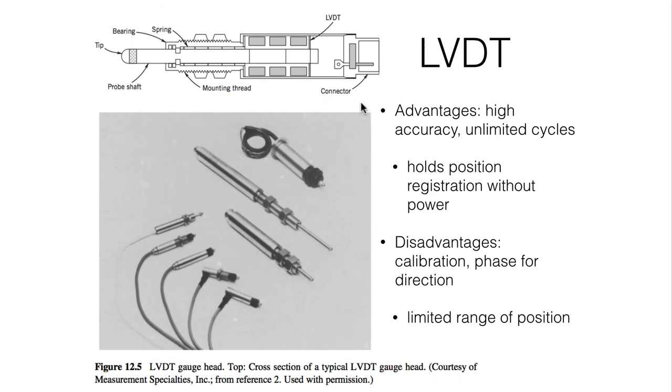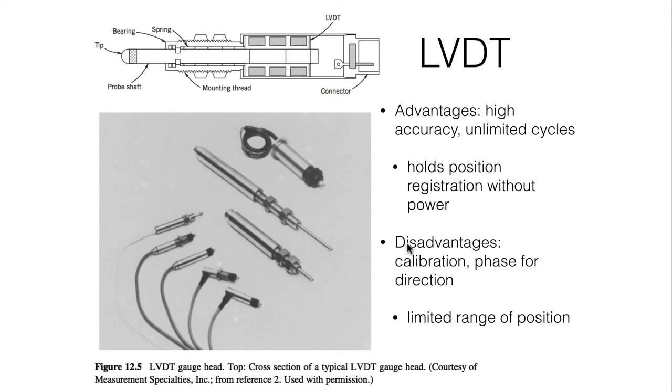And here's some practical drawings and photos of actual LVDTs. So relatively small scales, this might be 100 millimeters long. The advantages, very high accuracy if they're built to high tolerance, and virtually unlimited cycle capability. It does also, like the potentiometer, hold position registration without power being applied. So if I turn off the power and the core is in one position, I turn the power back on, the core is still in that position, and I've still got the information about knowing what position it's in.